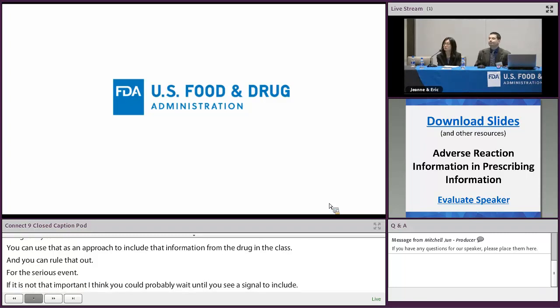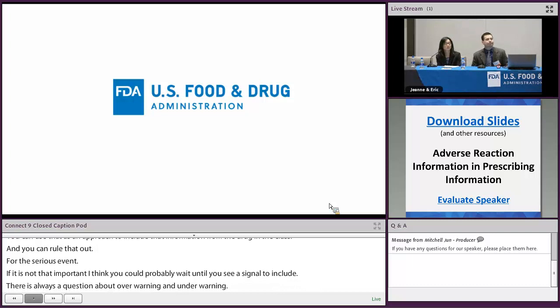Okay, online question, please, Renew. Where in the adverse reactions section are adverse reactions in the post-market setting added?